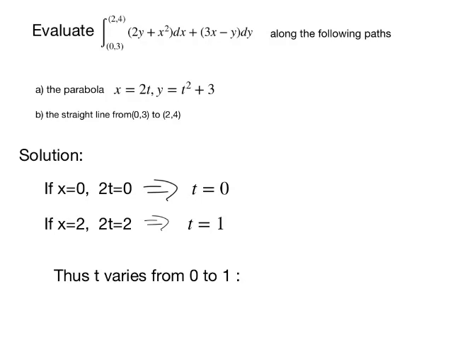Along the paths, two conditions are given. First, the parabola x = 2t, y = t² + 3. Second path will be a straight line from (0, 3) to (2, 4). For the first condition, the parabola, I'll consider the limits same as (0, 3) to (2, 4). We can see clearly x varies from 0 to 2. When x is 0, I get t as 0, and when x is 2, I get t equal to 1. So when I change the variable from x to t, t will vary from 0 to 1.